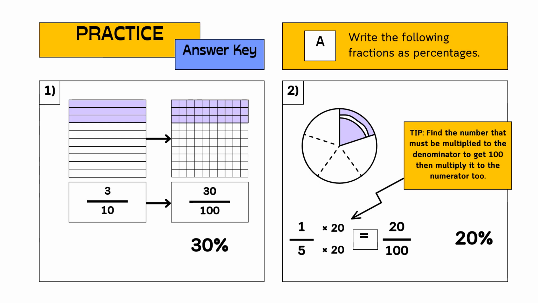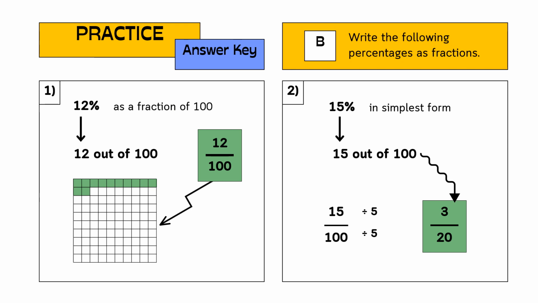And then to change it from a fraction to a percentage, you need the denominator to equal 100. So what you do, you multiply by 10, and what you do to the bottom, you gotta do to the top. So 10 times 3 is 30, 10 times 10 is 100. So that 30 over 100 is 30%. This number 2, 1 over 5, 1/5. To get the denominator to equal 100, you multiply by 20, and what you do to the bottom, you do to the top. So 20 times 1 is 20, so 20 over 100, that's 20%.